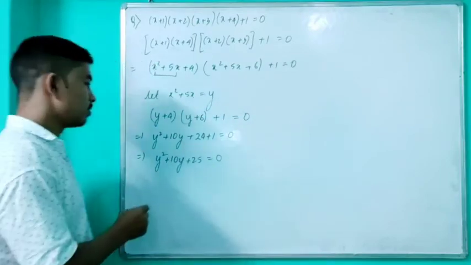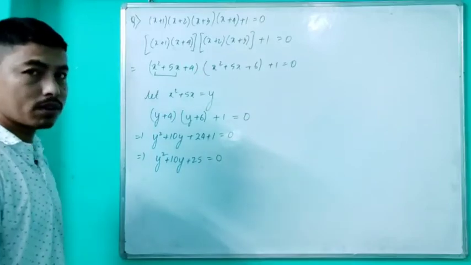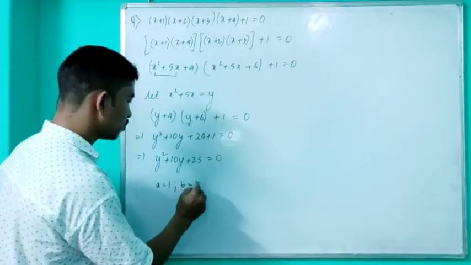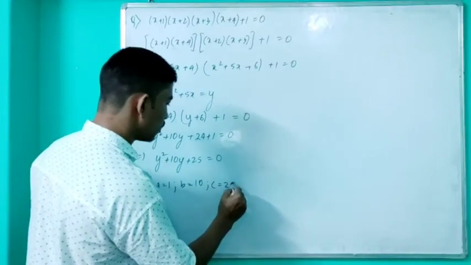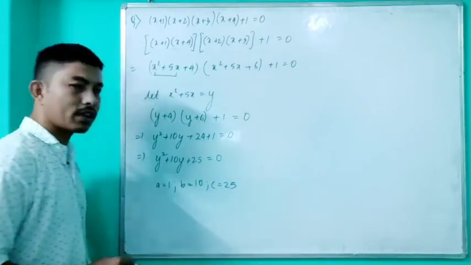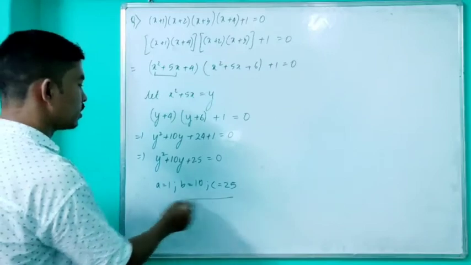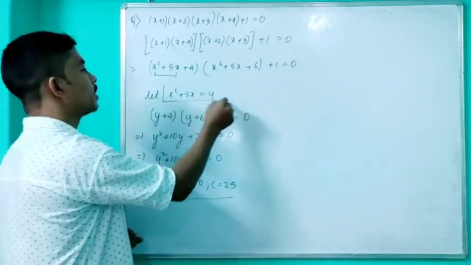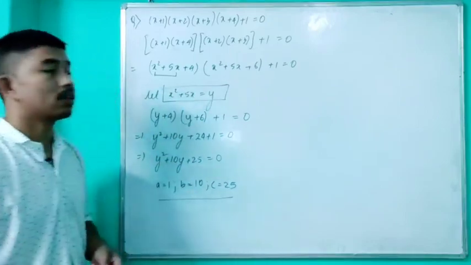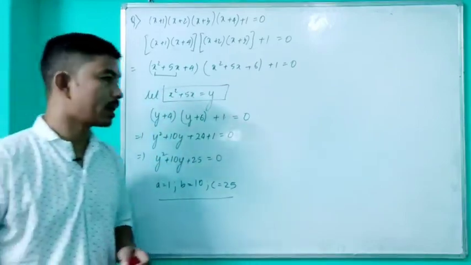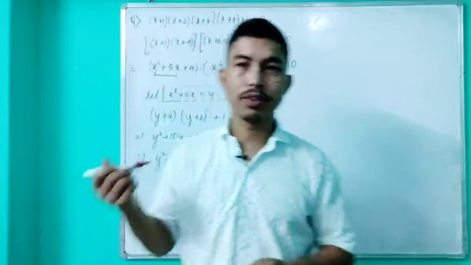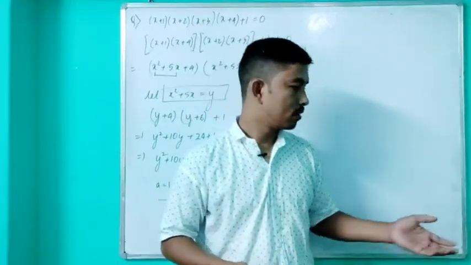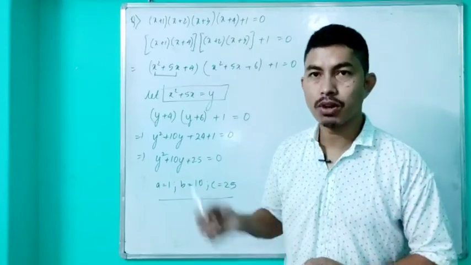Okay, so now this equation can easily be solved where the value of a is equal to 1, b is equal to 10 and c is equal to 25. So using the Sridharacharya formula, we can easily get the value of y, and once you get y, substitute this value again and then we can get the value of x. Okay, so that is how we can solve the third kind of equation. So based on this, you can complete the first exercise of your mathematics textbook related to this chapter.